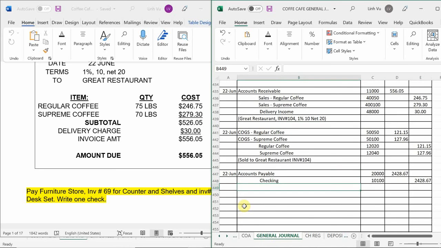So what should my description be? Furniture store, invoice 69 and 71. Good. Furniture store, invoice number 69 and 71. Check number 1522.